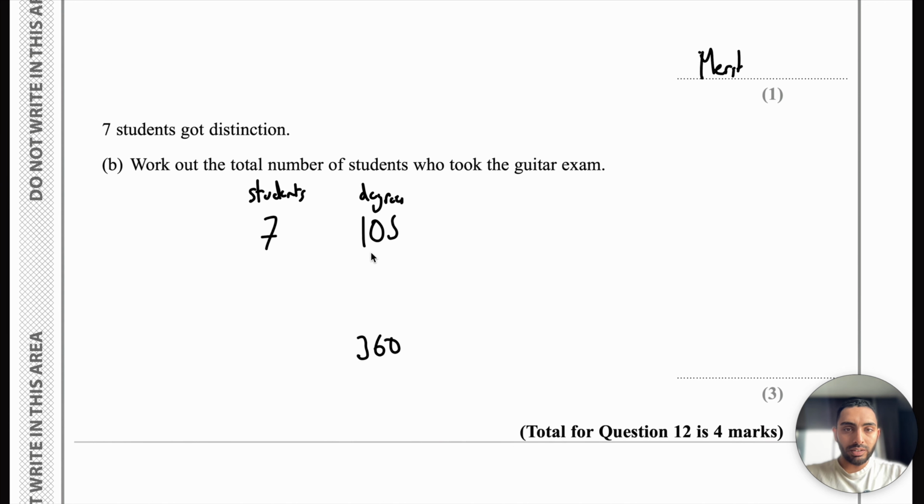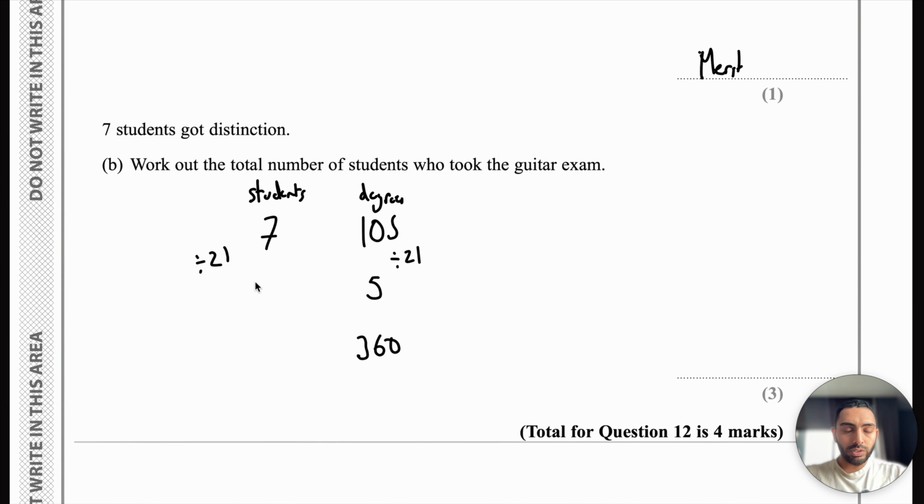What number is nice that goes into both 105 and 360? Because I can see this ends in a 5 and this ends in a 0, they both divide by 5. I'm going to scale this one down by dividing by something to get to 5, and then I'm going to multiply it by something to get to 360. What have I divided by on the right hand side to get from 105 to 5? I've divided by 21. So on the left hand side, I also need to divide by 21.